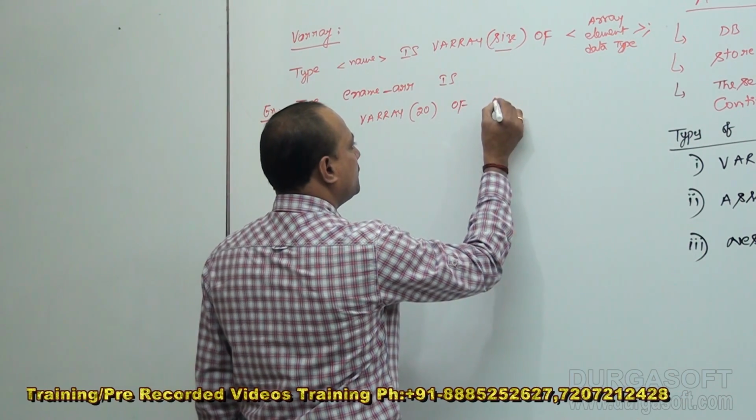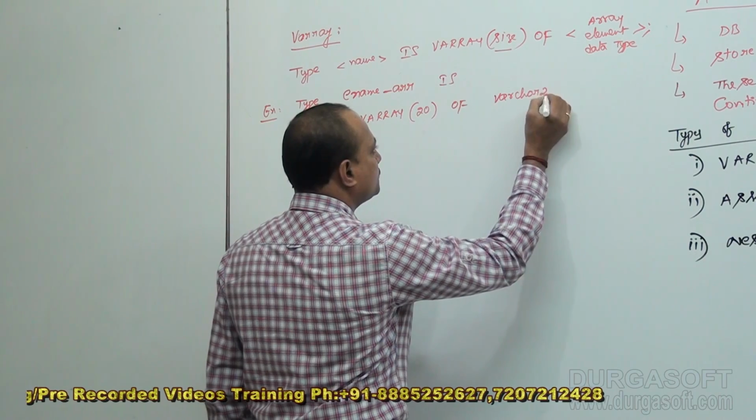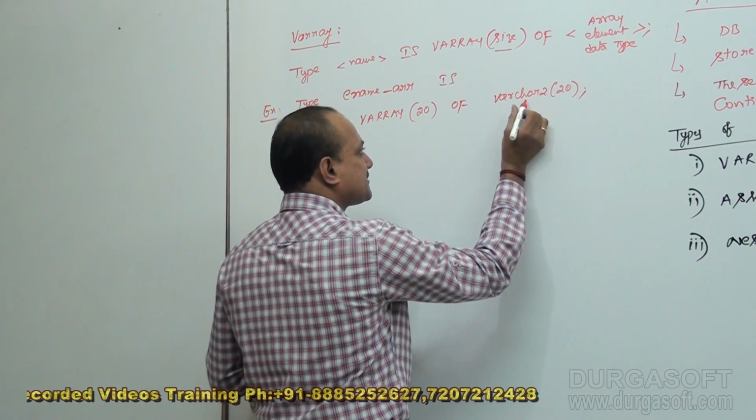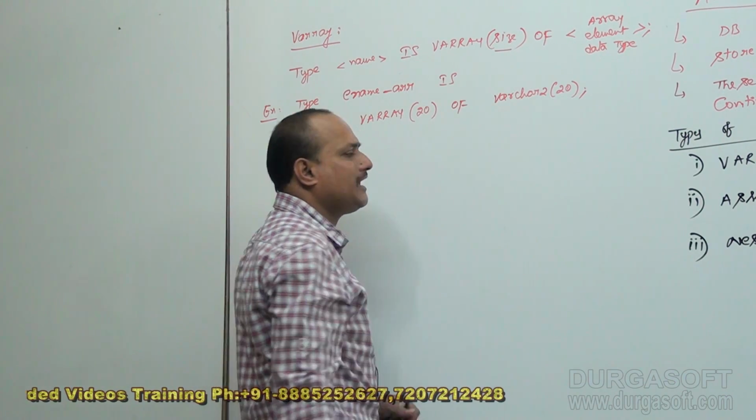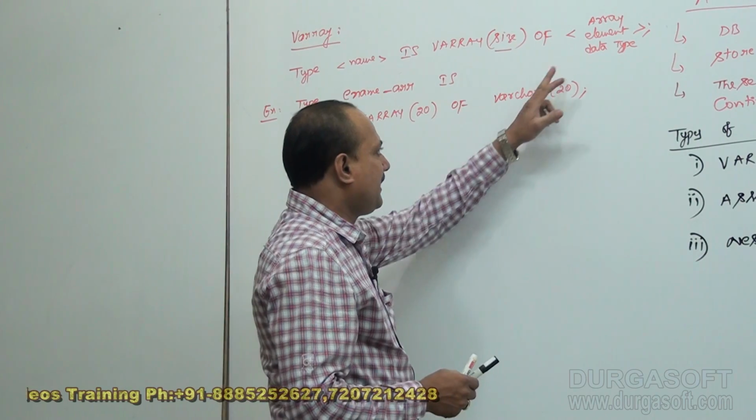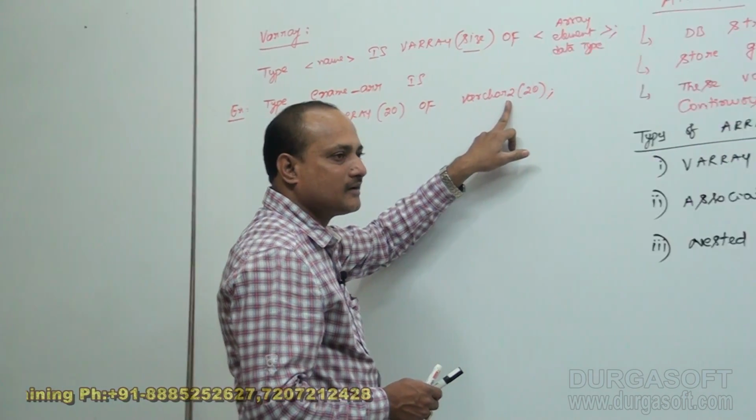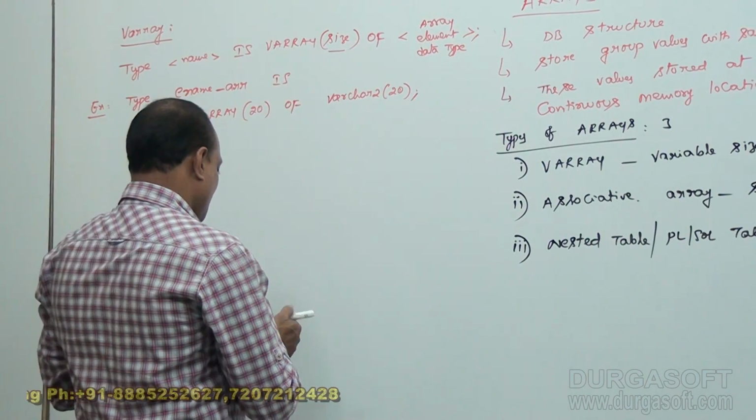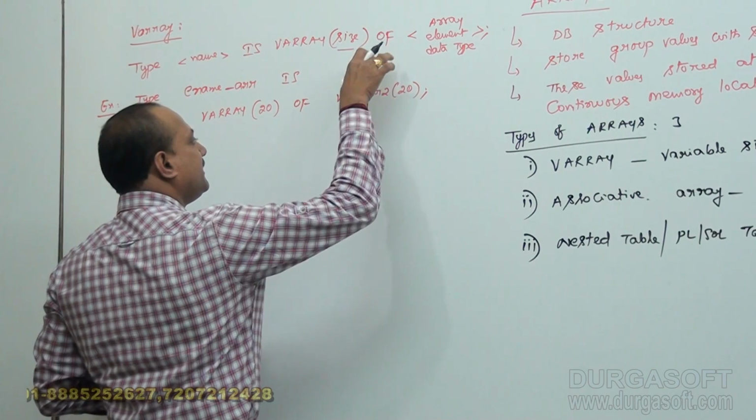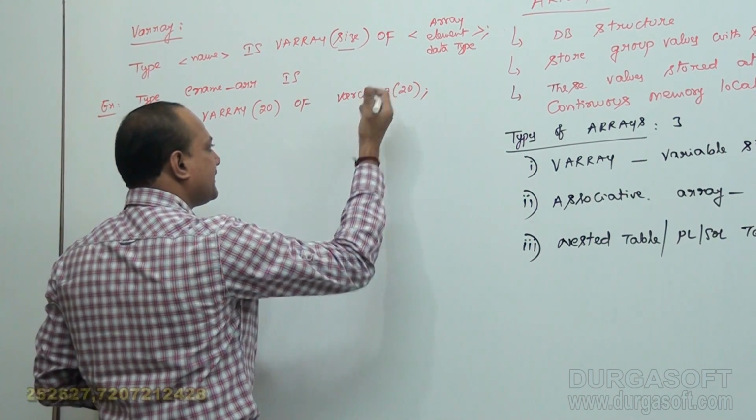See, you can directly specify varchar2 of 20 like this. This is called as explicitly you are specifying array element data type. Explicitly you are specifying the data type here. Instead of this, you can also write like this. See, I want to dynamically declare the array type here. Array element data type I want to take dynamically.